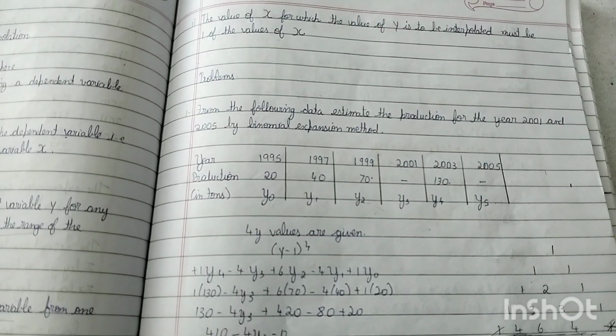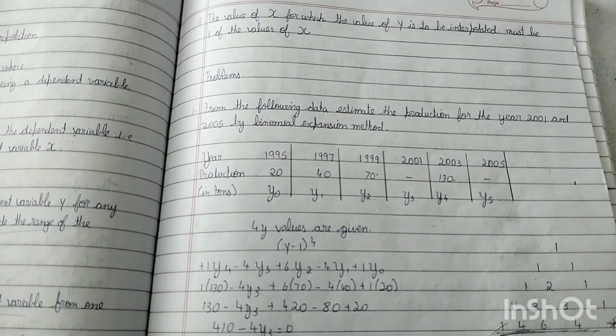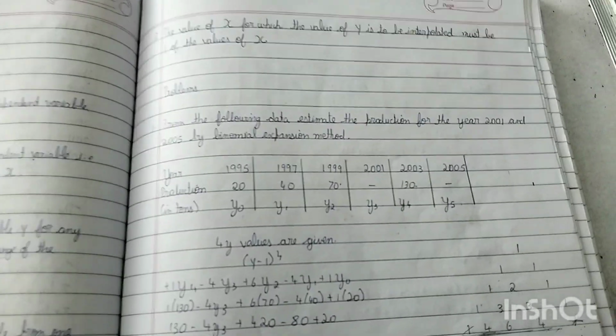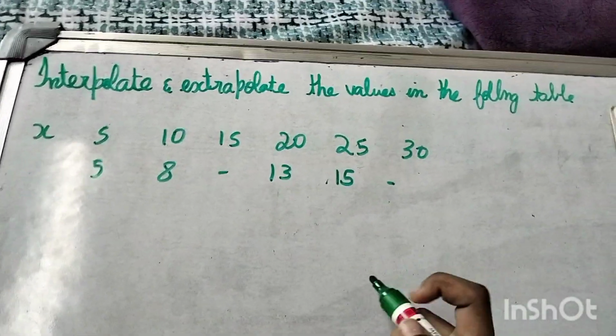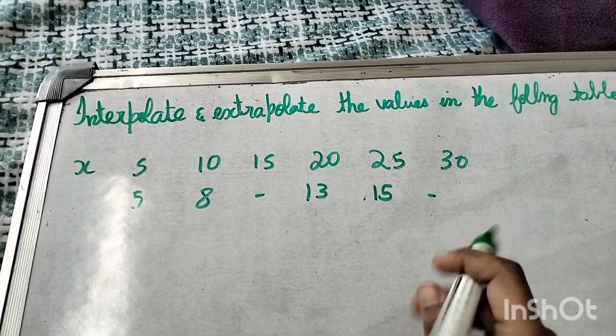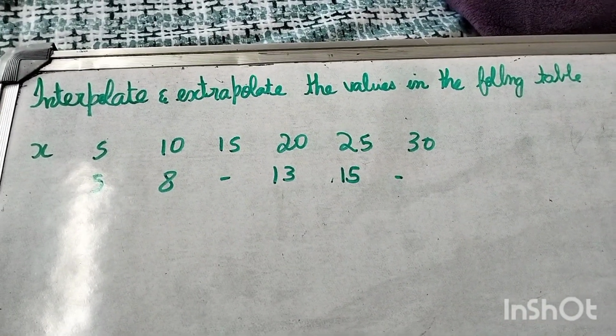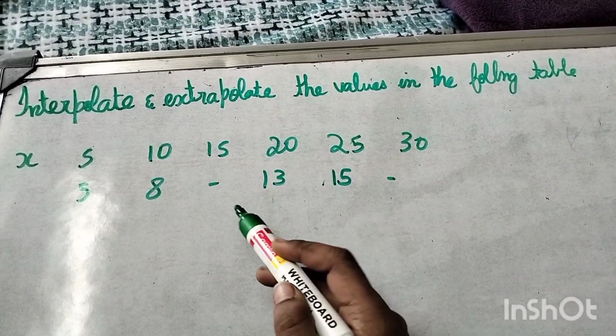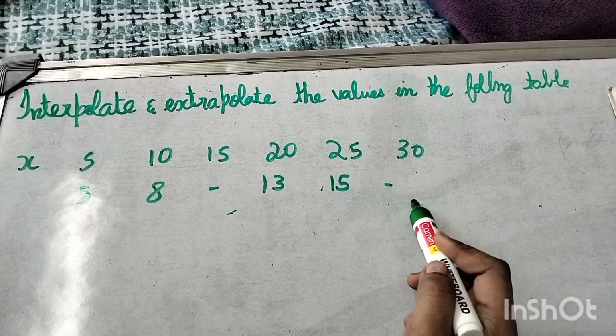Okay, we will just do one problem of binomial expansion and one problem of Newton's advancing. So yeah, this will be one of the sums that we are doing today. They have clearly asked in the question to interpolate and extrapolate the values. So these two values are missing over here.